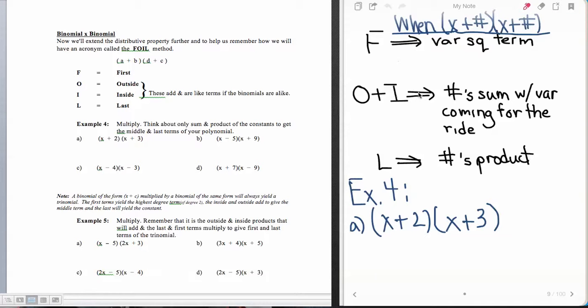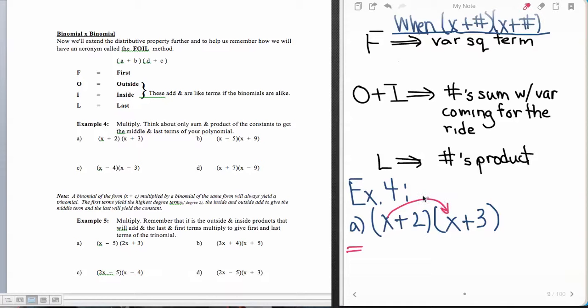And the outside and the inside terms are both going to give me x terms, but what we're going to end up doing is adding up these two numbers that we see here. And then our last term is always just going to be a product of those two numbers. So when I do this problem here, x plus 2 times x plus 3, let's do the full-blown FOIL method on it, and then let me show you the shortcut method.